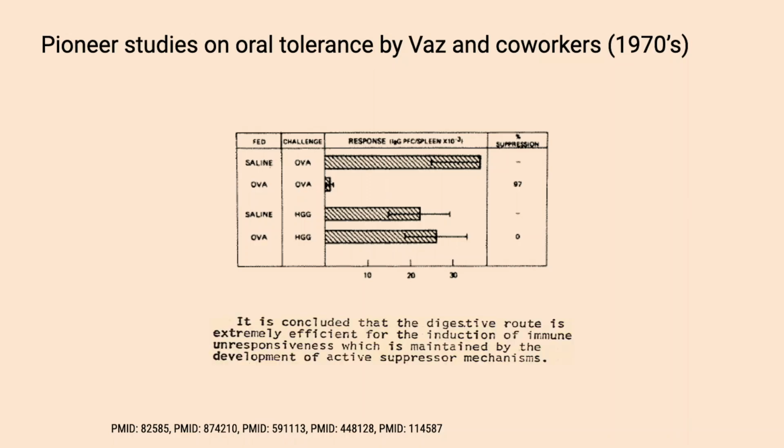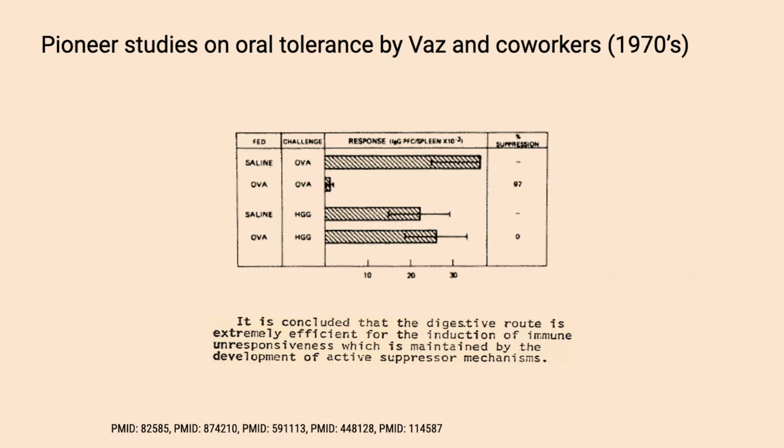But what is interesting is what Nelson in the 1970s wrote in the conclusion. It's concluded that the digestive route is extremely efficient in induction of immune unresponsiveness, which is the suppression of the immune response, which is maintained by the development of active suppressor mechanisms. Why did he say that? Because maybe what you have is just an absence of response. Why is he saying active suppressor mechanism?